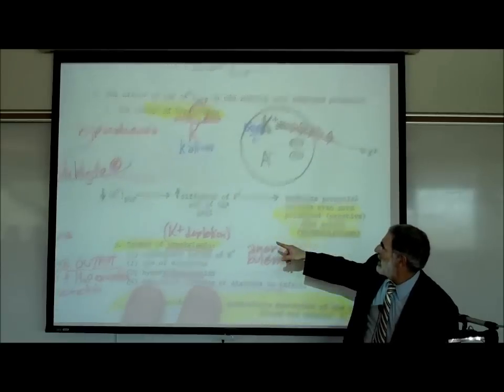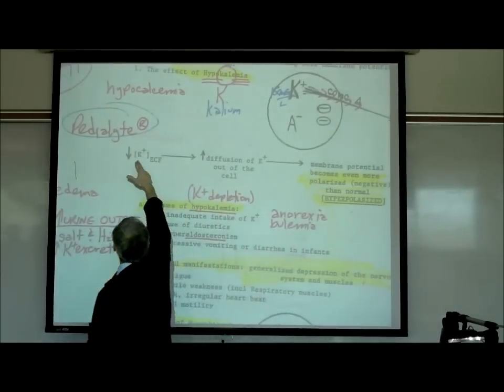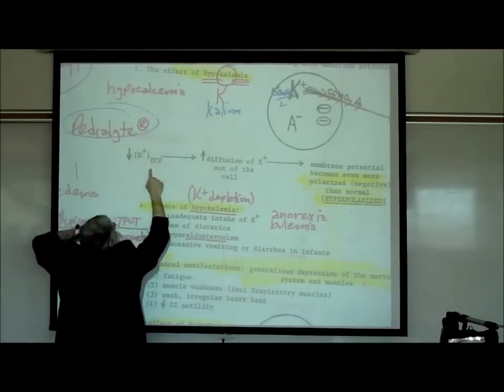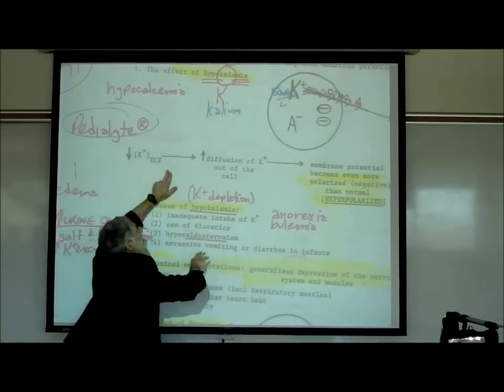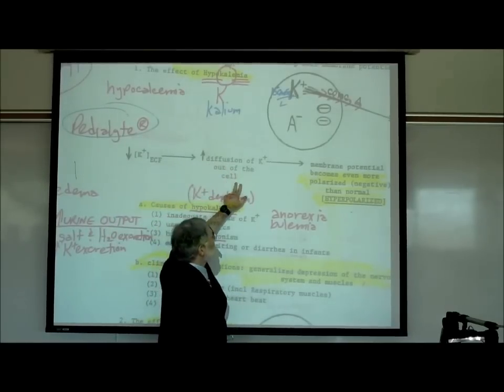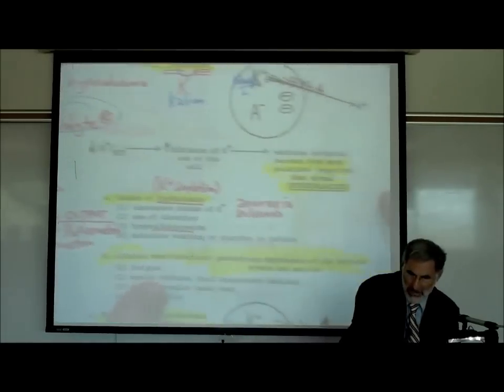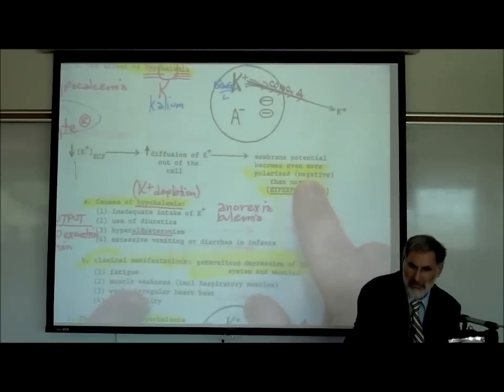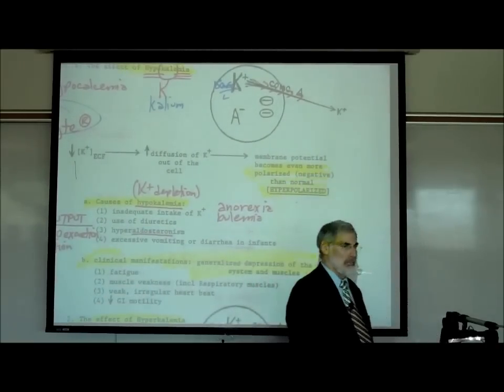So we wrote that right here. A decreasing potassium ion concentration in the extracellular fluids increases the diffusion of potassium out of the cell, causing the membrane potential to become even more negative than normal.